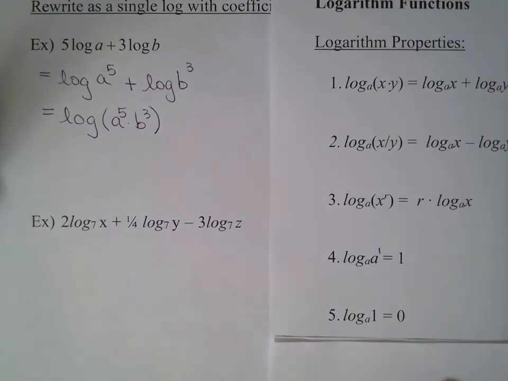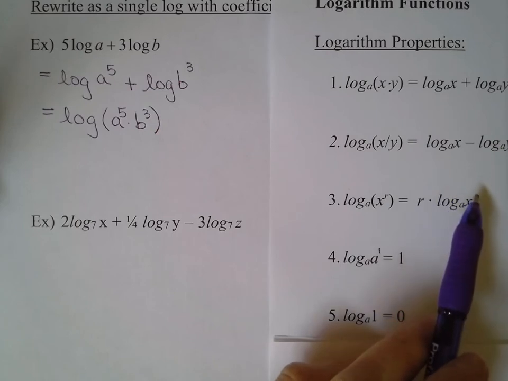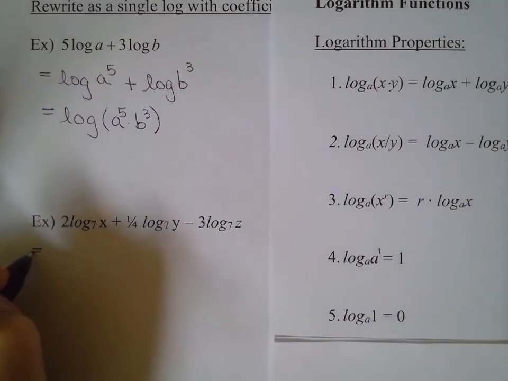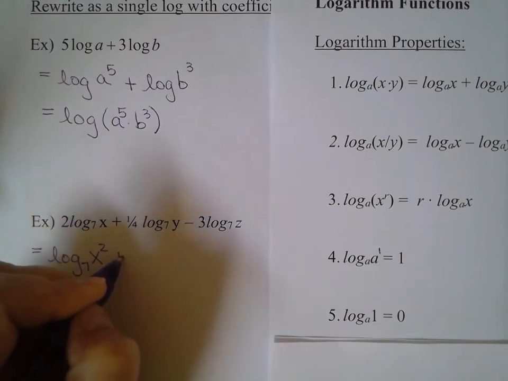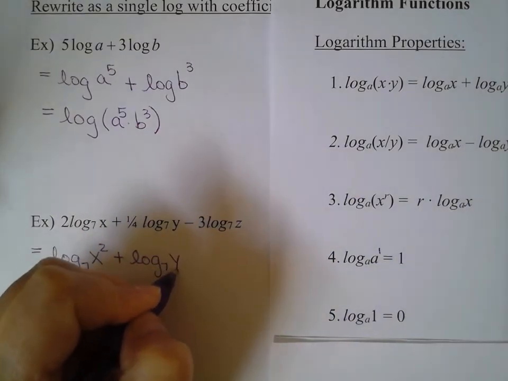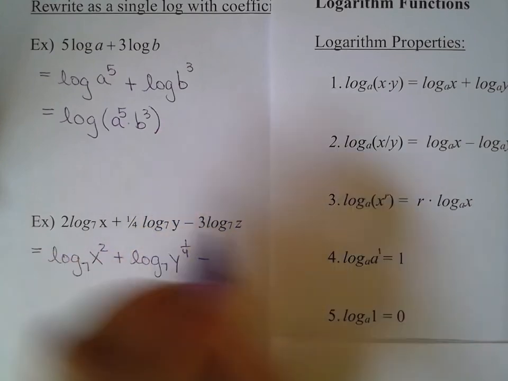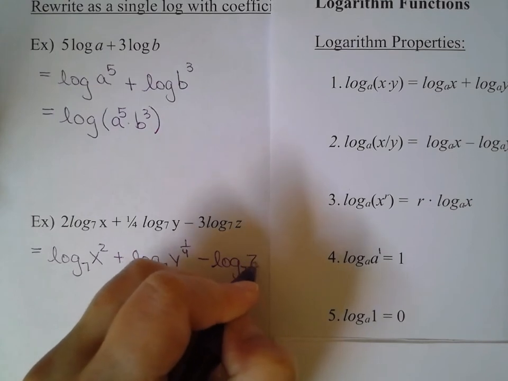Okay, let's try this second one down here. Similar process. You can see I have 3 parts this time. All of these 3 logarithms have coefficients though, so my first step is the same. I want to use property number 3 and bring the numbers out front in as an exponent. So this becomes the log base 7 of x squared plus the log base 7 of y to the 1/4 power minus the log base 7 of z to the 3rd.